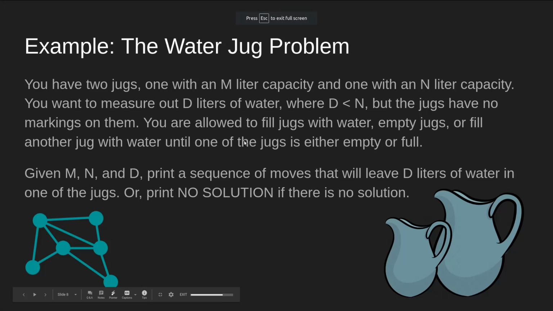The first problem we're going to go through is the water jug problem. The problem is as follows. You have 2 jugs, one with an m liter capacity and the other with an n liter capacity. You want to measure out d liters of water, where d is smaller than n. But the jugs don't have any markings on them. You're allowed to fill the jugs with water, empty them, and fill another jug with water until one of them is either empty or full. Given m, n, and d, how do you print a sequence of moves that will leave d liters of water in one of the jugs? Or you can also print no solution if there is no solution.